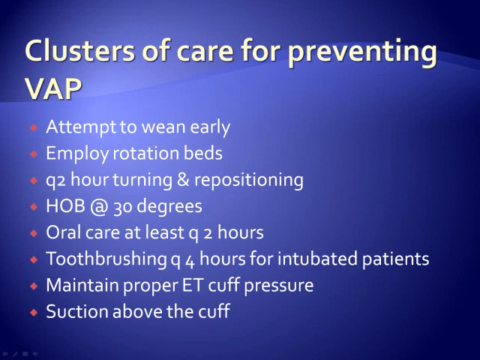Employ rotational beds, especially if the patient can't turn. Your patient, you turn them, they become hemodynamically unstable, get them on a rotational bed, because what that'll do is help to mobilize secretions. Keep the head of the bed at 30 degrees to try to prevent microaspirations from the gut.